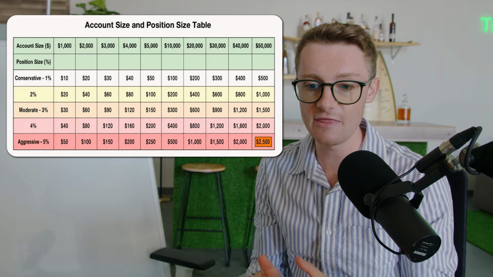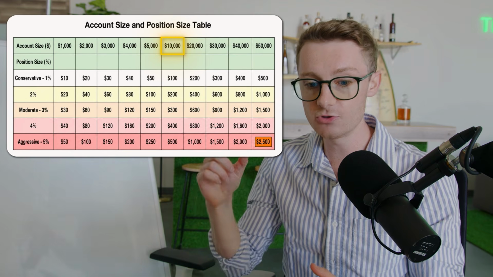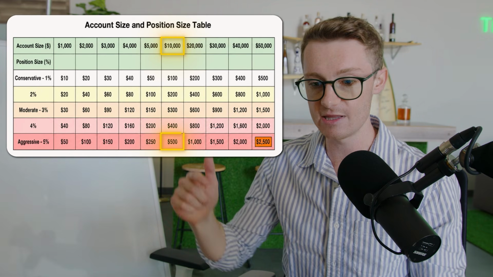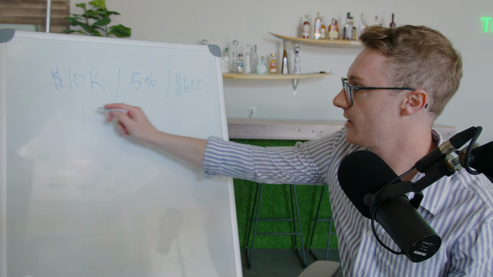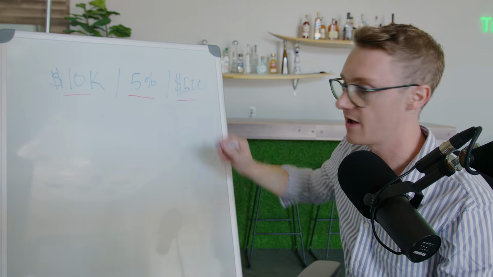Now, once you've done that, let's say you have a $10,000 account. If you're going to trade aggressively, that means you trade $500. You can see that there, $500 per position. And we're going to do all this based off of a $10,000 account for the example. So now that we've identified what your account size is, what your position size in percent is going to be, well, we know that we're trading with $500 per trade. So you've got your $10,000 account at 5% per trade, which is going to be $500.